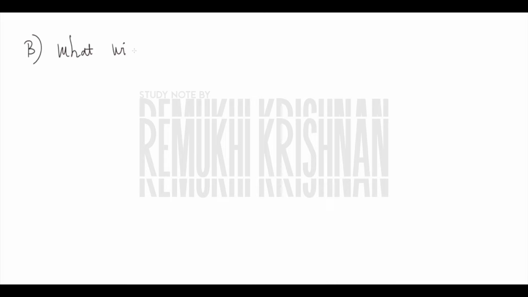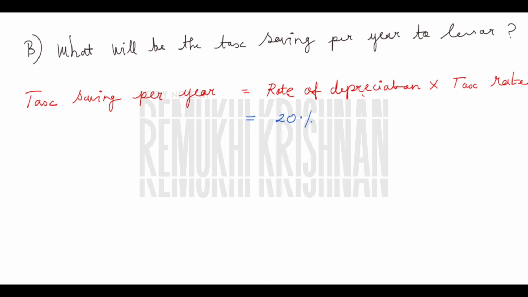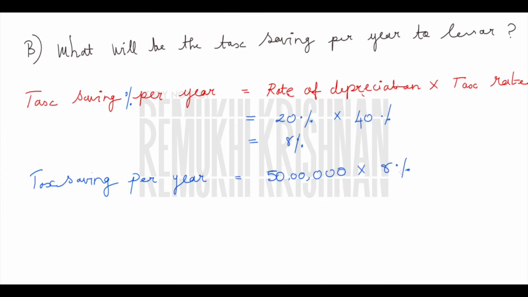What we have to find in point B: what will be the tax saving per year to the lessor? The tax saving part will be the depreciation part. Let us see the formula. Tax saving per year is equal to rate of depreciation into tax rate. What is the rate of depreciation a year? It's 20% into 40%, which comes to 8%. So out of the total value, 8% is the tax saving per year. For 50 lakh, the value of the equipment, into 8% comes to 4 lakh. So 4 lakh is the tax saving per year to the lessor.